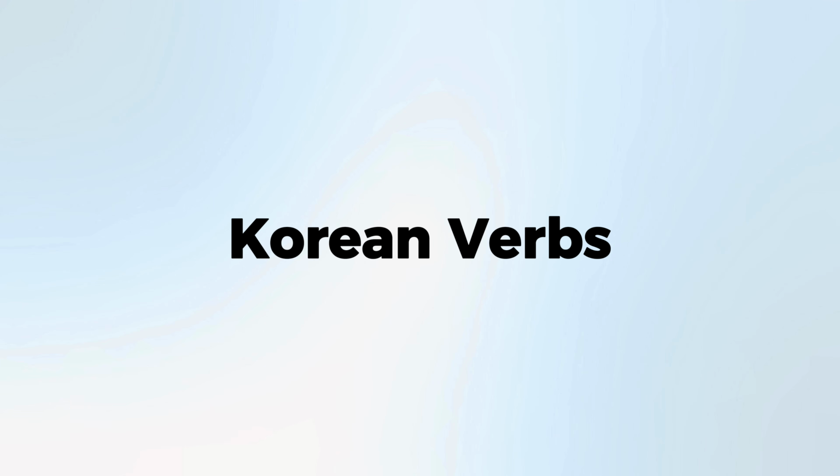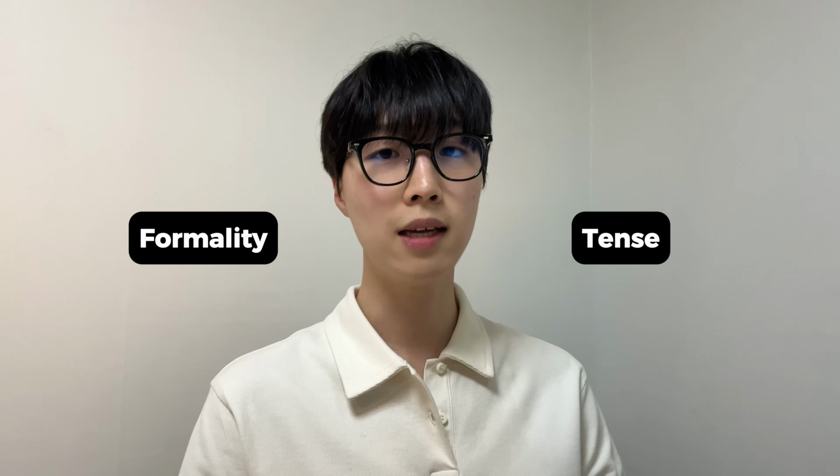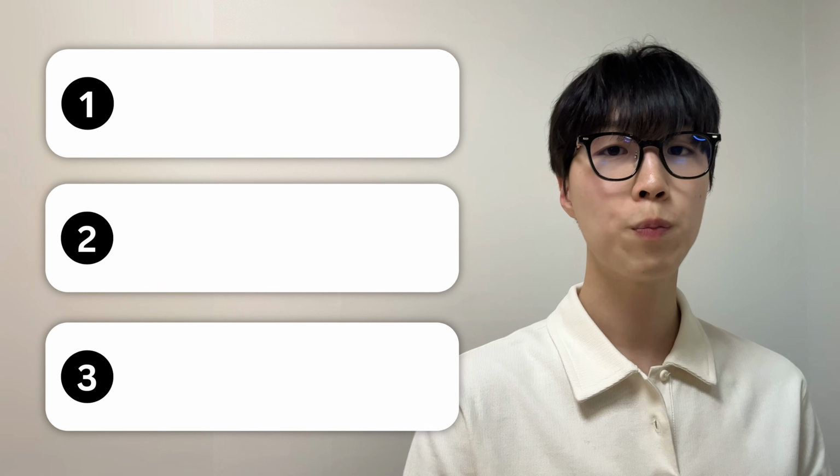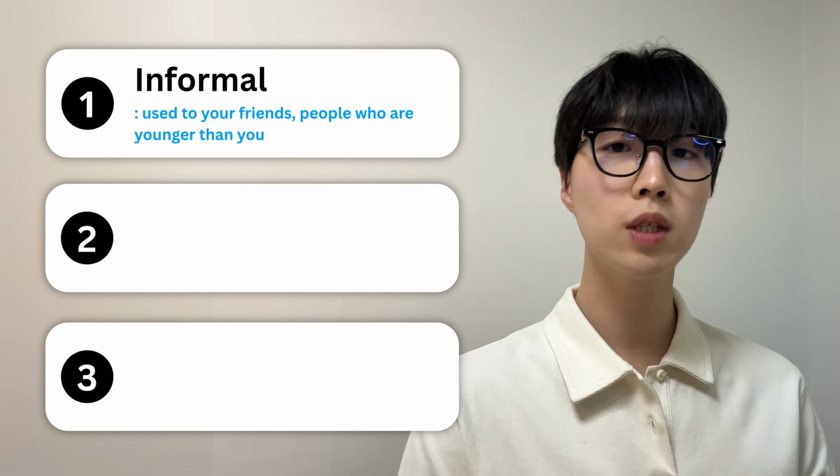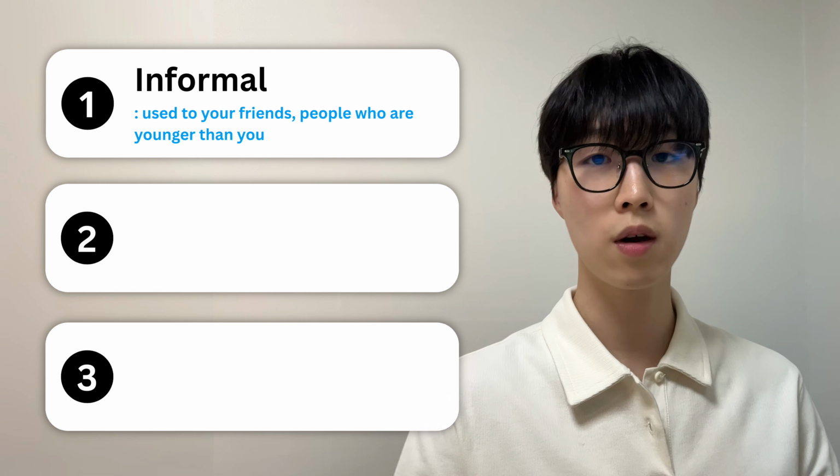The second concept that you need to understand is Korean verbs. Korean verbs are so important, I want to put stars next to it. They're important because they decide the formality level and the tense for the sentence. In Korean, we have 3 levels of formality. We have informal, the way you talk with your friend or someone who's younger than you.